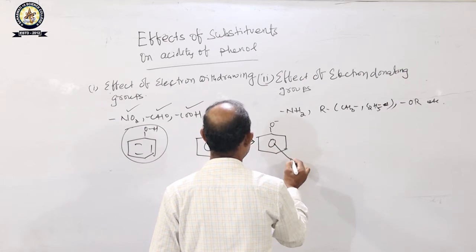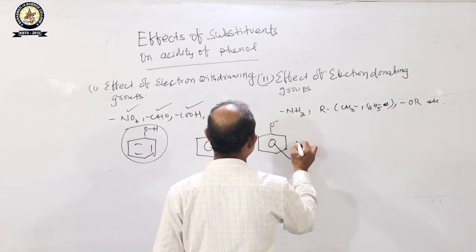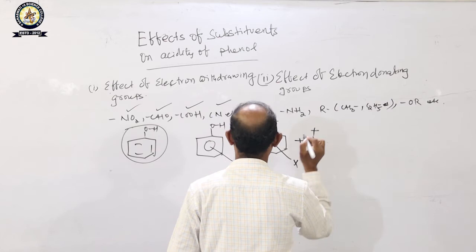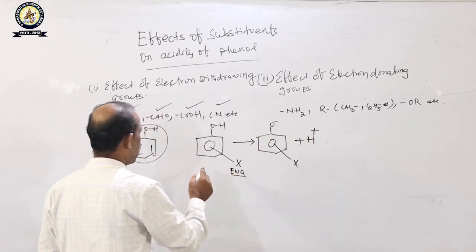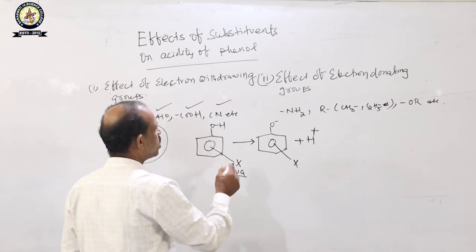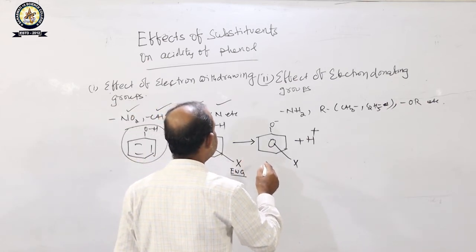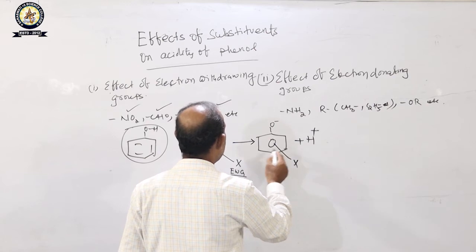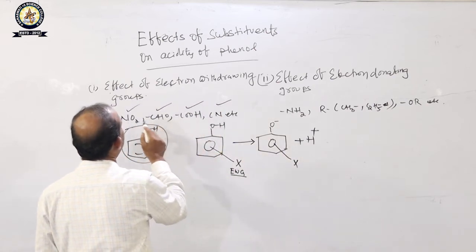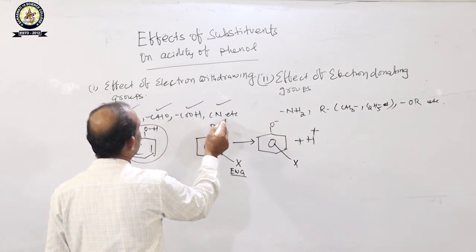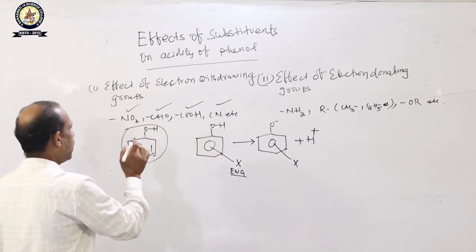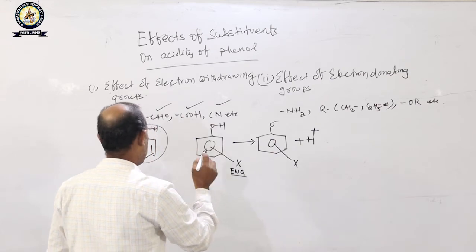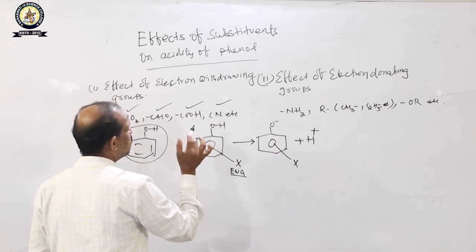This is your substituent. Due to the presence of electron withdrawing group, the phenoxide ion will be more stabilized and H plus ion can be released. And these are your examples of electron withdrawing group.